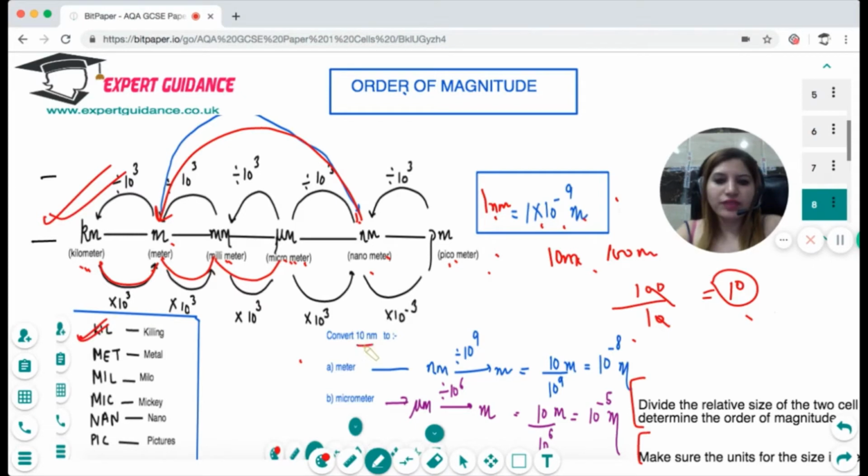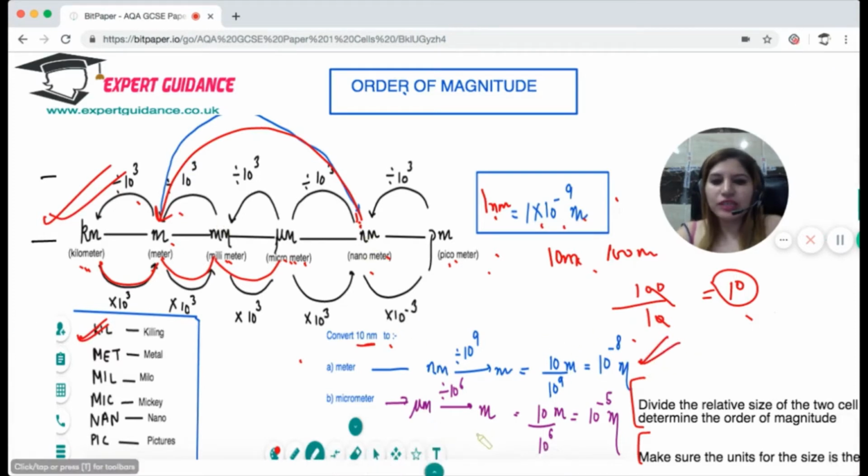So if it is 10 nanometer to meters, so from nanometer to meter, what do you do? You divide it by 10 to the power 9. So that becomes 10 power minus 8 meters. And micrometers to meters, so micrometers to meters is 2 bumps. So it means divide by 10 to the power 6. So that gives the answer 10 power minus 5 meters.